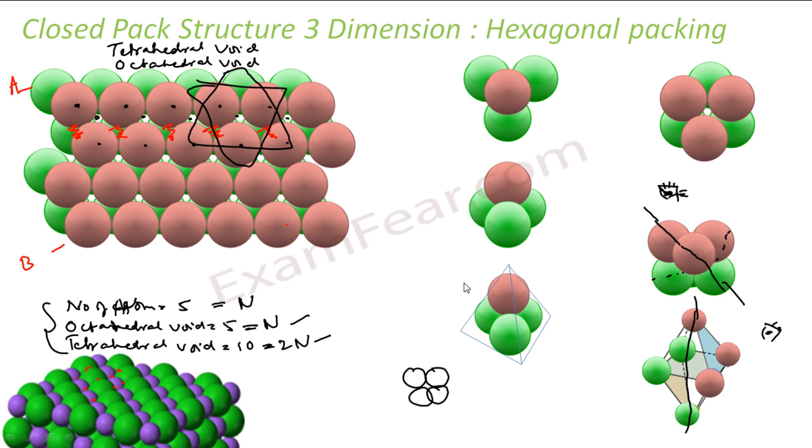In tetrahedral void, total 4 spheres are involved. Please understand this concept really clearly, because this will help us to solve numericals. For octahedral voids, this is how it looks. Total 6 spheres are involved, right? 4 on this, 2 here, and in the tetrahedral void, 4 spheres are involved.